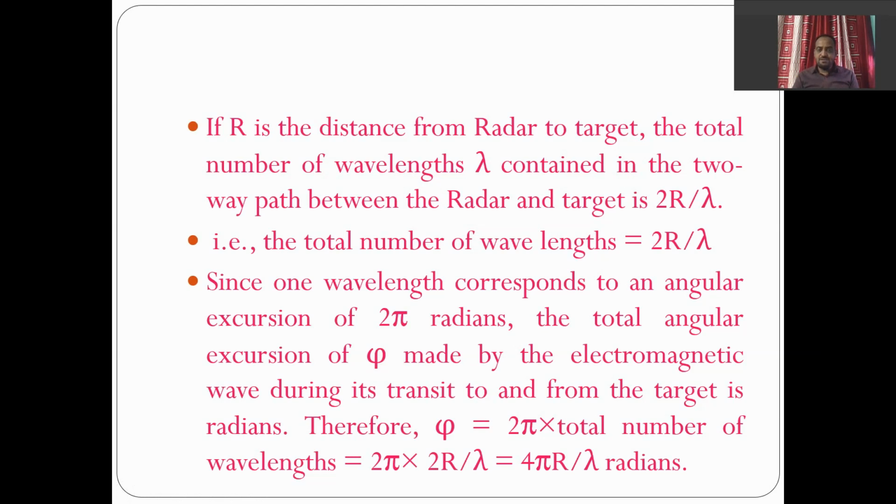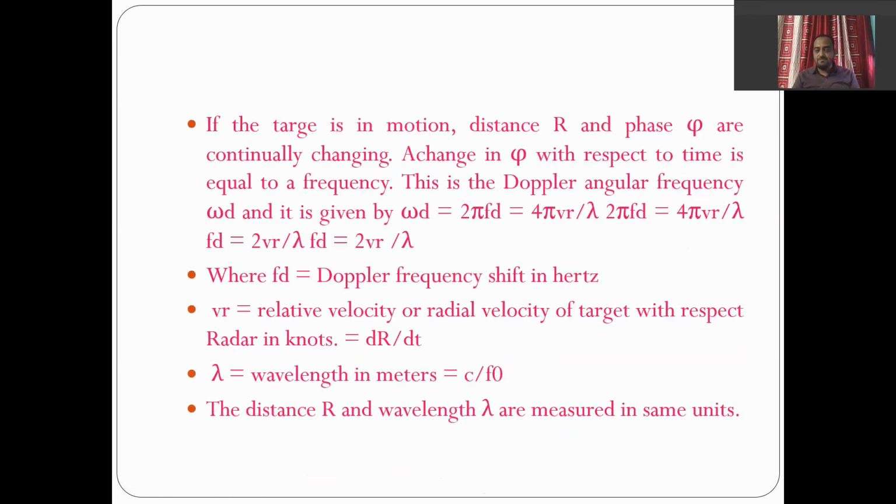Now, since the wavelength corresponds to the angular excursion of 2 pi radians, the total angular excursion phi made by the electromagnetic wave during its transit to and from the target is in radians. Therefore, phi can be written as 2 pi into the total number of wavelengths, where the total number of wavelengths is 2r by lambda. So 2 pi into 2r by lambda is equal to 4 pi r by lambda radians, which is equal to phi.